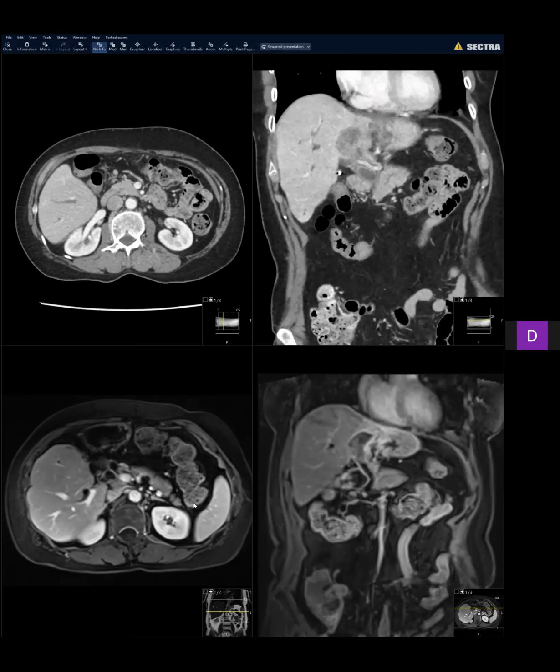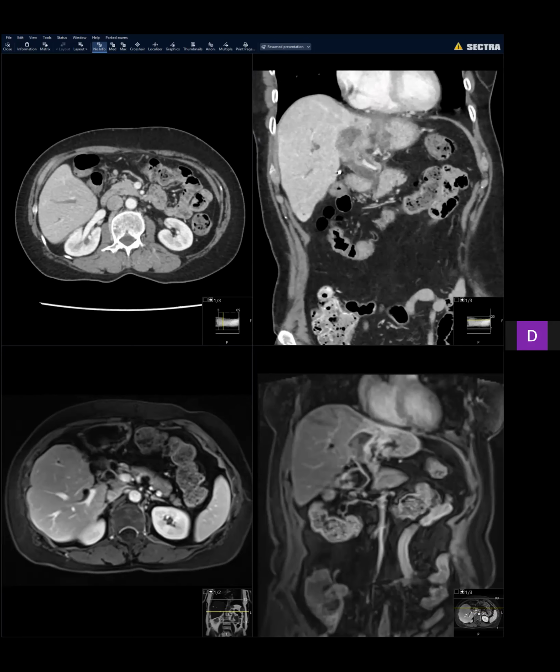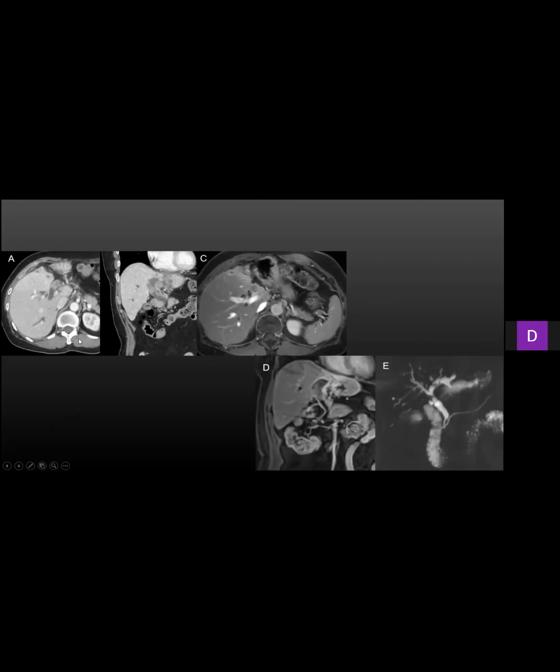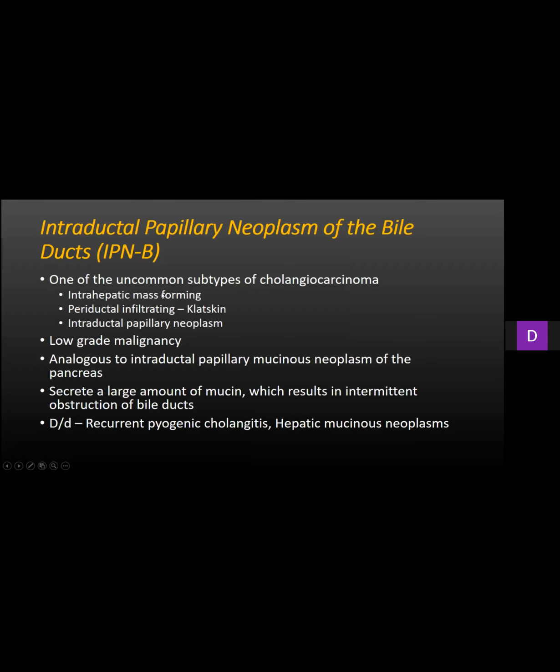So this was intraductal papillary mucinous neoplasm of the bile duct, which is a form of a cholangiocarcinoma, a rare type of cholangiocarcinoma, because cholangiocarcinoma, if you remember, has three forms. I'll move to my presentation. An intrahepatic mass forming that we classically see, that is T2 hypointense or delayed enhancement with capsular retraction. The second common presentation of cholangio is periductal infiltrating and typically involves the hilum, so we call it a Klatskin tumor.